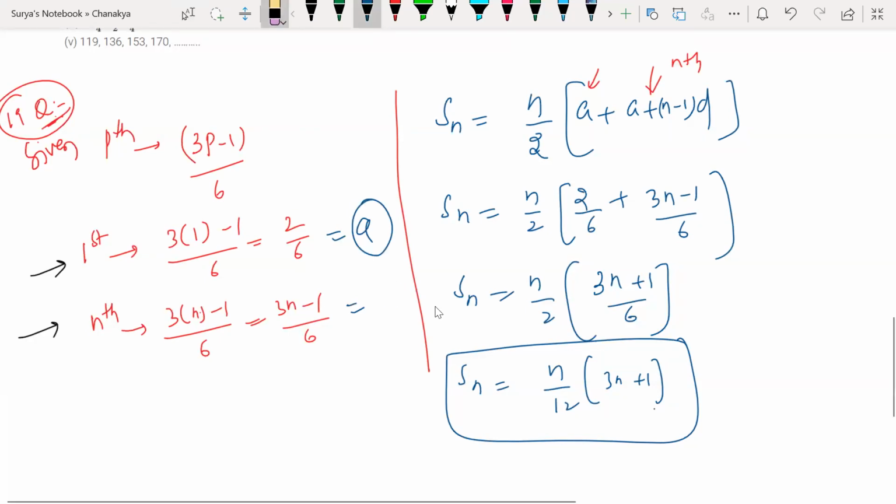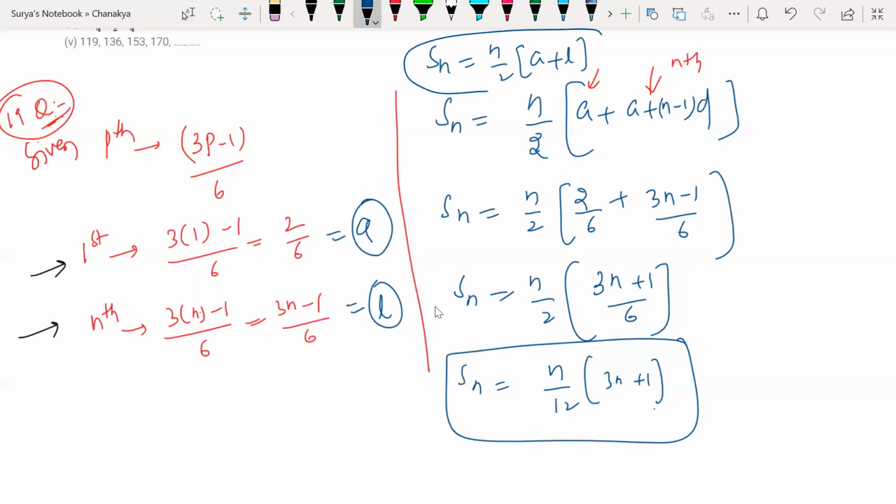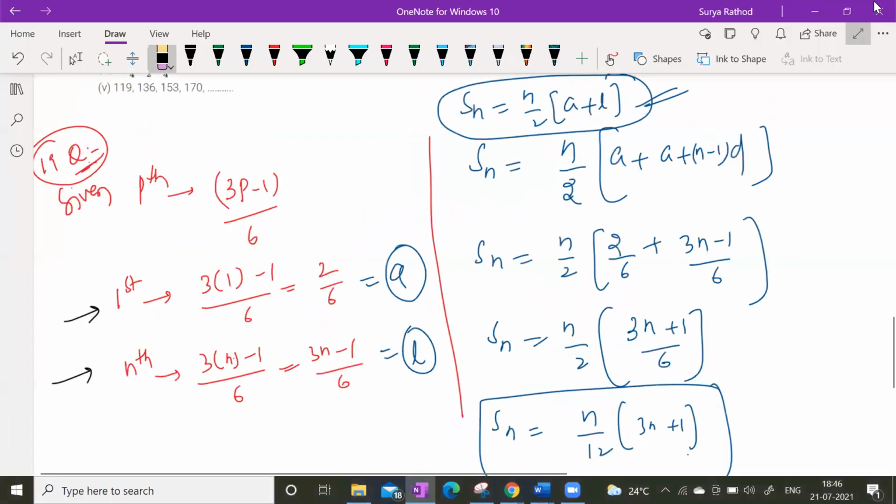In place of L you can substitute this, or you can use this formula. If you get confused, A plus L: I know the A value and L value. Substitute and get it out. That is also correct. Clear? Any doubts? Hello? Yes, tell me, you are asking something.